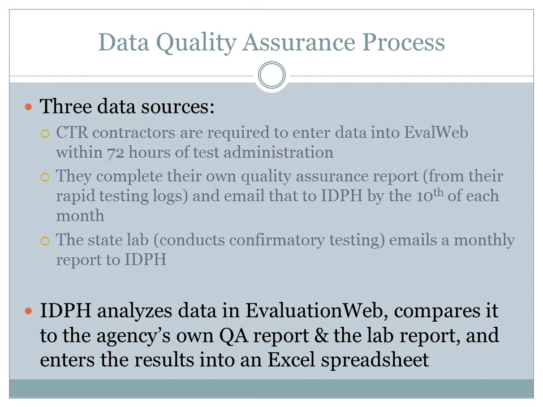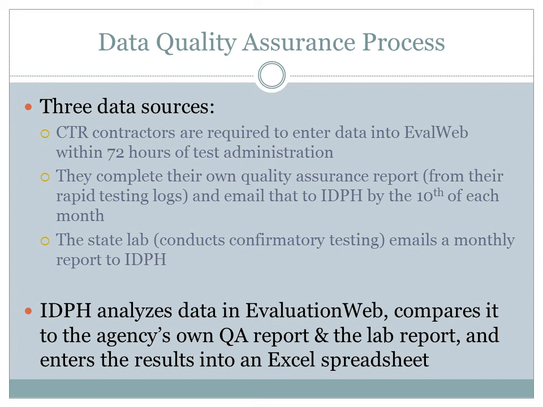So when we go through our data quality assurance process, there are 3 data sources that we're actually accessing. First of all, it is within Evaluation Web, and so our contractors enter their data into Evaluation Web within approximately 72 hours of test administration. This is going to vary somewhat based on if they're doing outreach testing on a Friday night. It could maybe be a little bit after that, so there's a little bit of flexibility there, but generally within 72 hours. So that's our first data source.